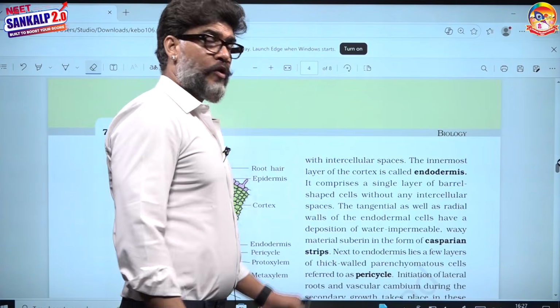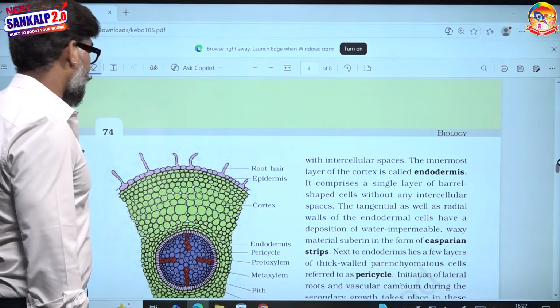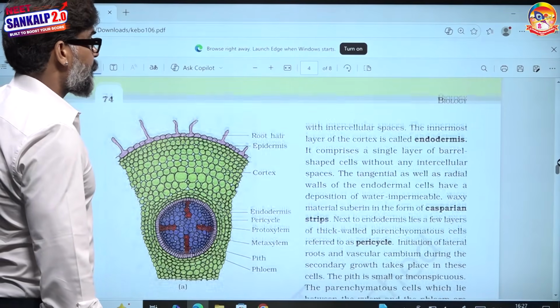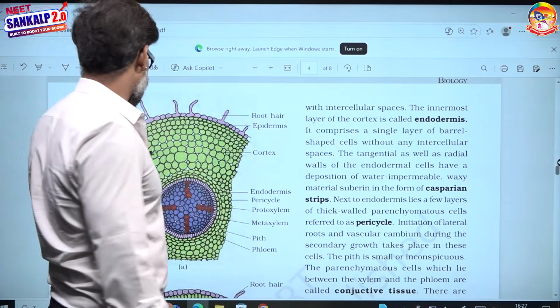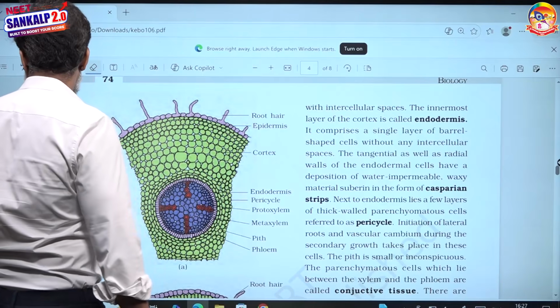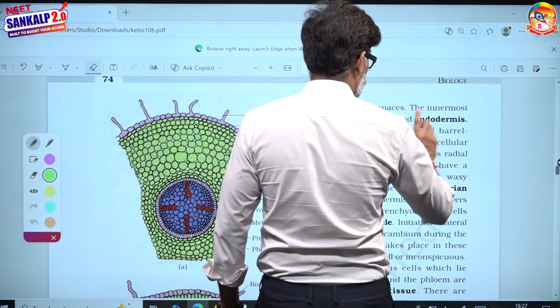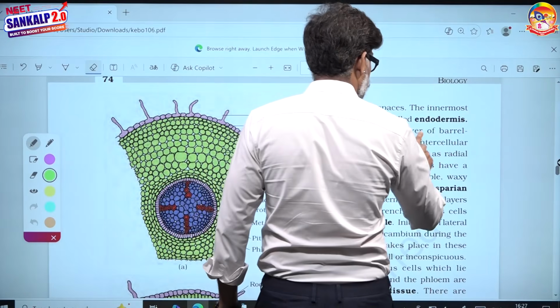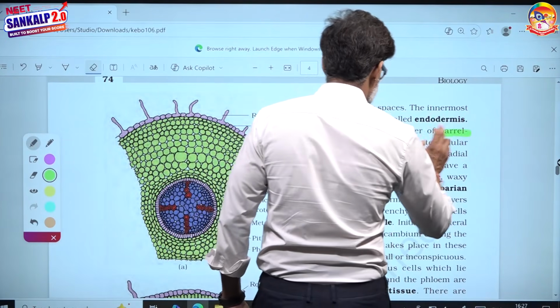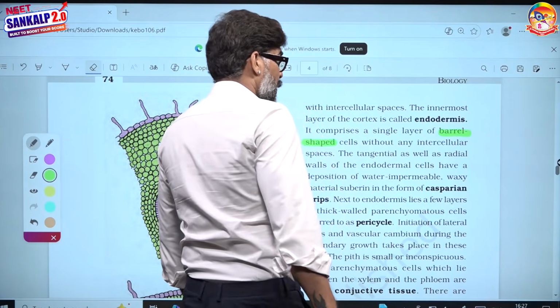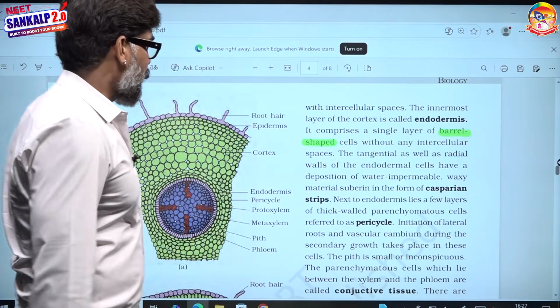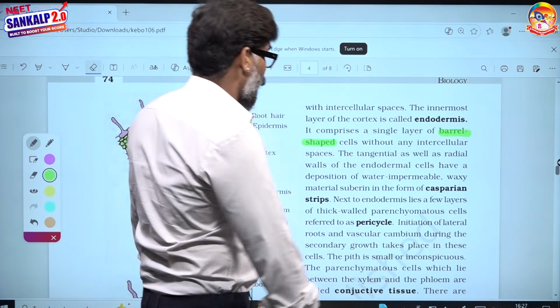The innermost layer of the cortex is known as endodermis and it comprises a single layer of barrel-shaped cells. So here you have to keep in memory: the innermost layer of the cortical cells is called endodermis. Endodermis is a single layer, barrel shaped. The cells of the endodermis are barrel shaped and without any kind of intercellular space.